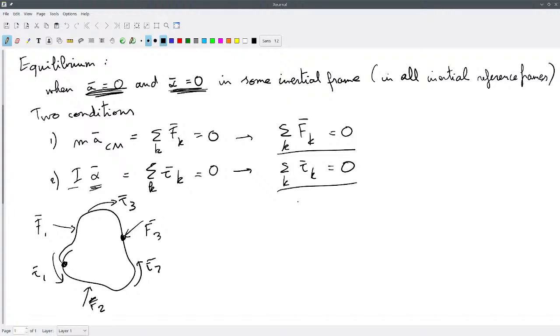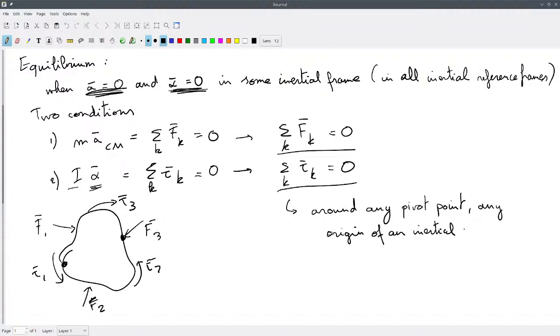You can use any axis, any pivot point, or any origin of an inertial reference frame. So that of course means that, as you know, in physics we are lazy, so we will want to pick the particular origin or reference frame that causes the math to be the easiest.